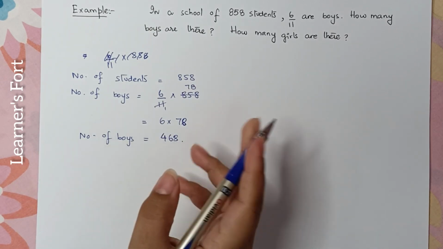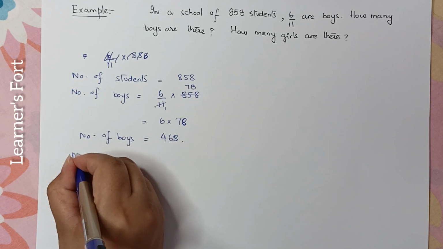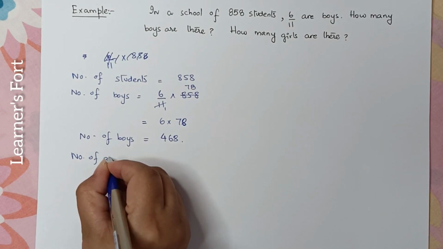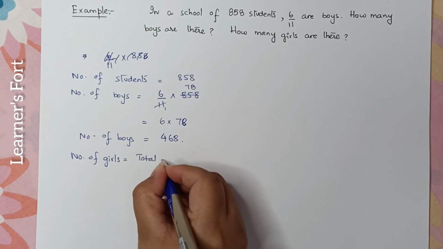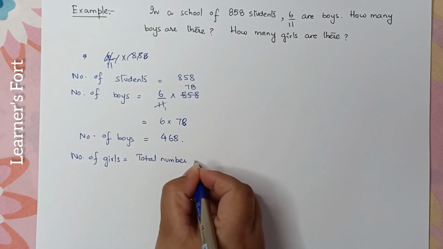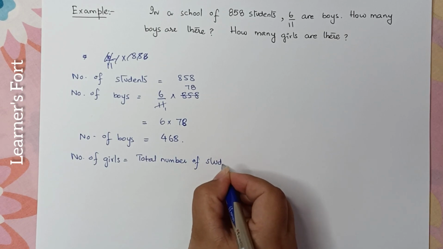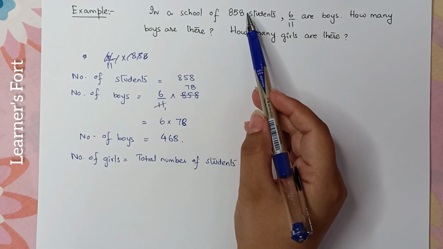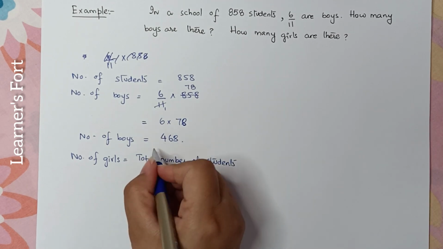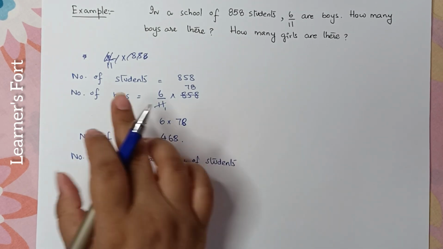Okay, now we are also being asked how many girls are there. So number of girls equals total number of students. Obviously, the 858 students include both boys and girls. So we have found out the total number of boys, and we do have the total number of students.